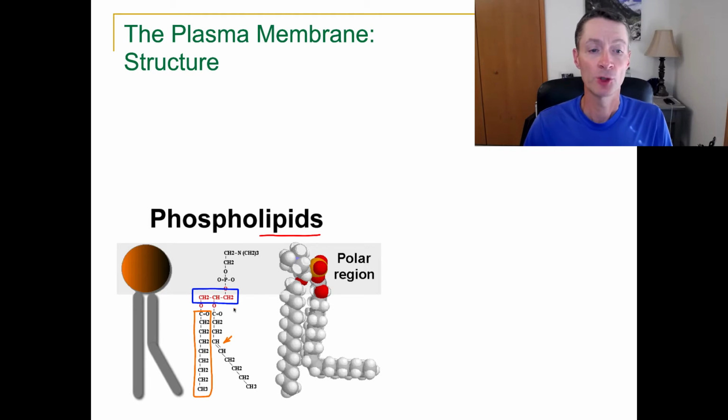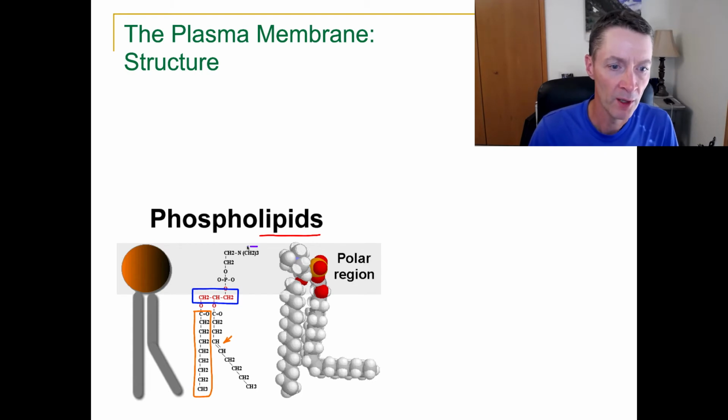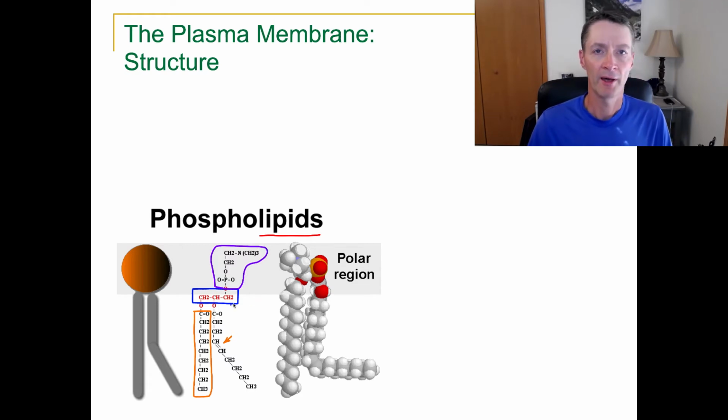What do we have joined to this last carbon in our glycerol? What we have there, I'll just circle this in purple, is this other combination of atoms that make up a phosphate group, partially. And this phosphate group actually has a charge associated with it. A phosphate has a negative charge.